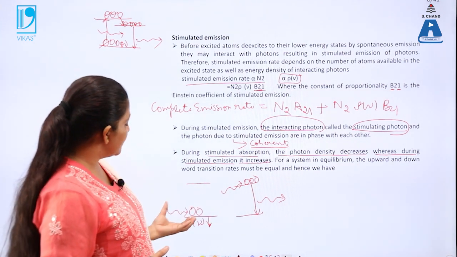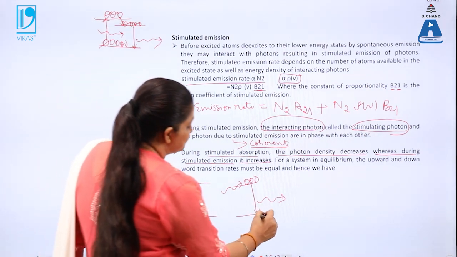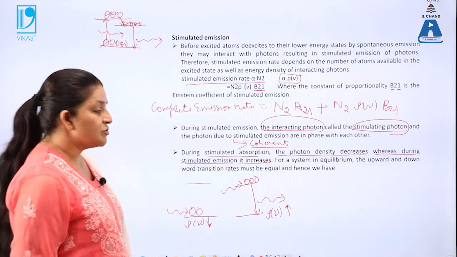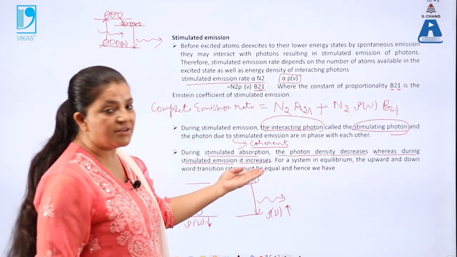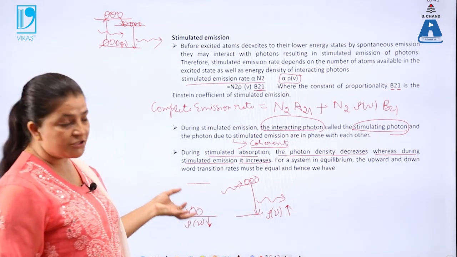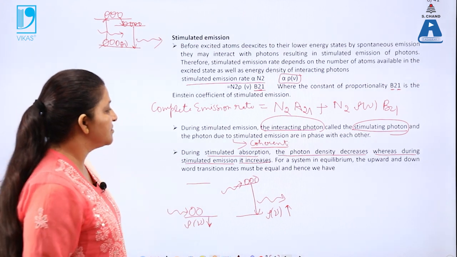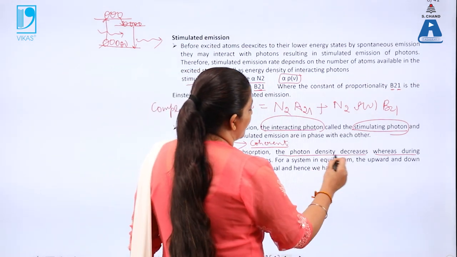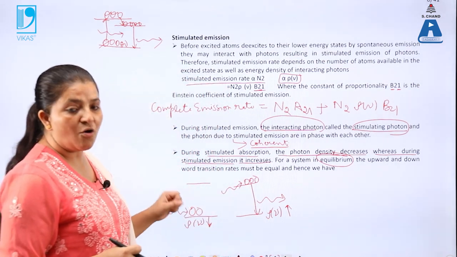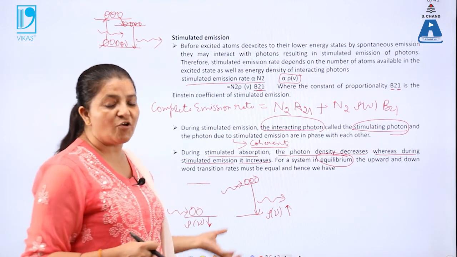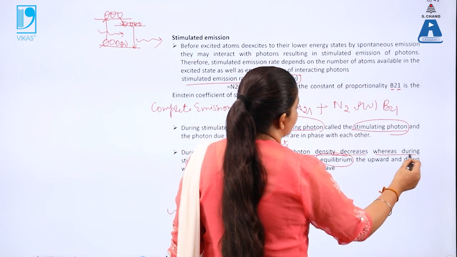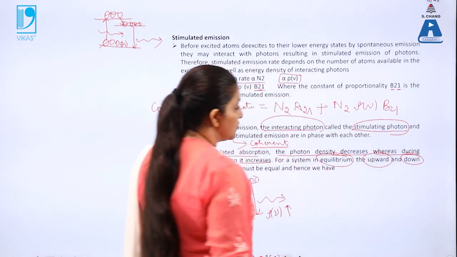Here, by the multiple transitions, the number of photons gets absorbed. So that's why photon density will increase in case of stimulated emission, while in case of stimulated absorption the photon density will decrease. Now for the system in equilibrium, the number of atoms moving, or the transitions taking place in the upward direction, will be equal to the transitions in the downward direction. That means both the transitions will be equal to each other.